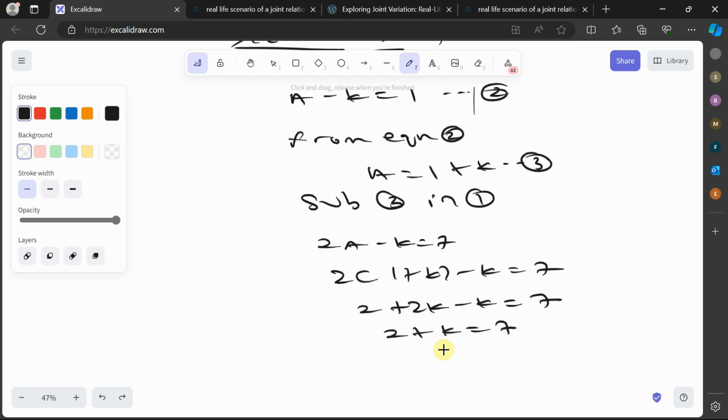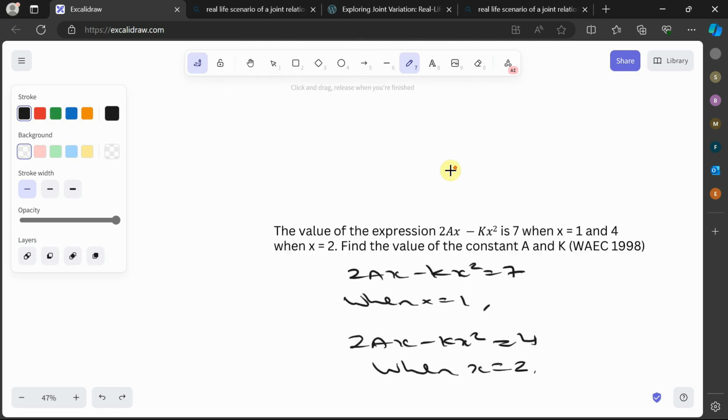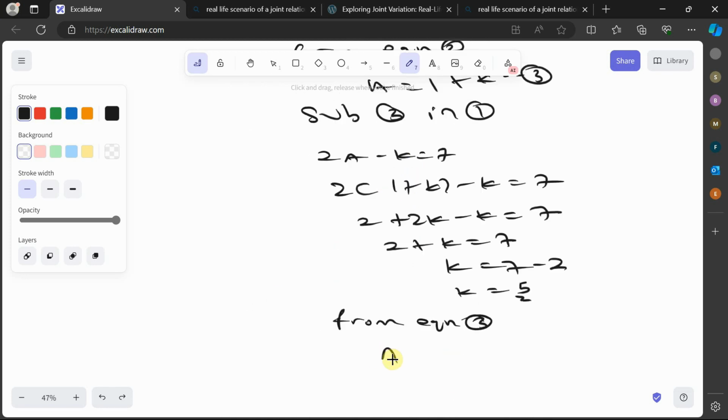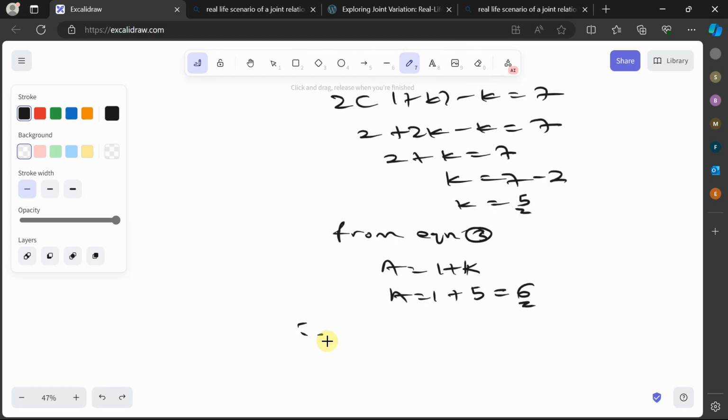Let's make k the subject of the formula. That will be k is equal to 7 minus 2. So our k is equal to 5. So we found the value of k. Next is to find the value of a. Which equation can we easily use to find a? From equation 3, which is a is equal to 1 plus k, our a is equal to 1 plus 5, which is equal to 6. So therefore, always try to conclude: a is equal to 6, k is equal to 5.